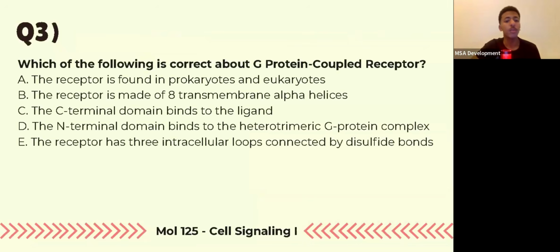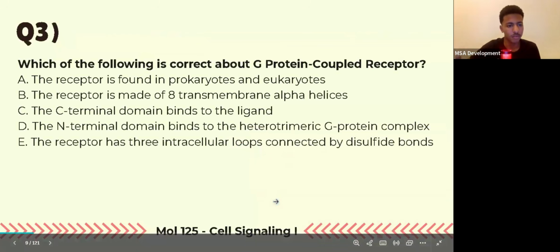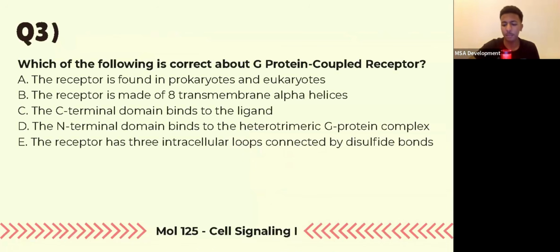Now, question 3. Which of the following is correct about G protein coupled receptors? Again, try to solve it. Then we're going to go through the explanation. 3, 2, 1.